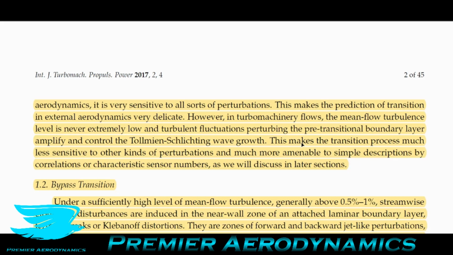So in turbomachinery flows, the mean flow turbulence levels are never very low, and so turbulent fluctuations perturbing the pre-transitional boundary layer amplify and control the Tollmien-Schlichting wave growth. This makes the transition process much less sensitive to other kinds of perturbations and much more amenable to simple descriptions by correlations or characteristic numbers. So what does this mean?